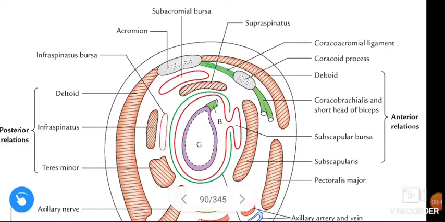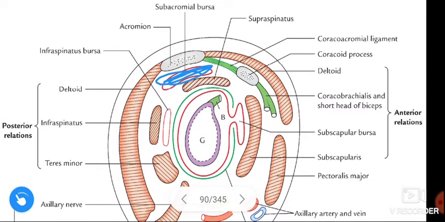See here, three bursae. You may see the three bursae in this figure. This is 1, 2, and 3. These are the important three bursae. This is the subscapular bursa, subacromial bursa, and infraspinatus bursa.